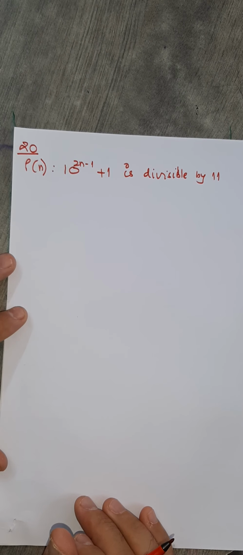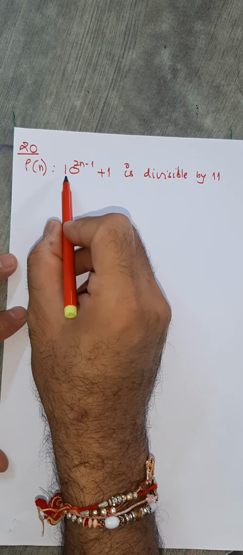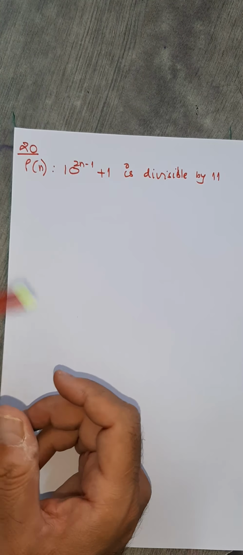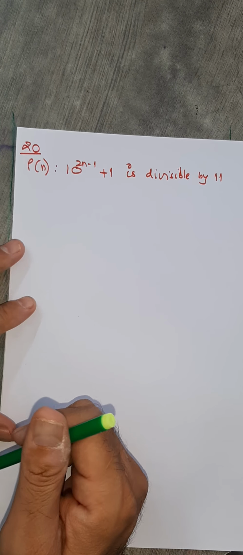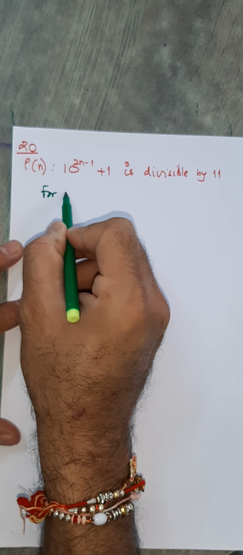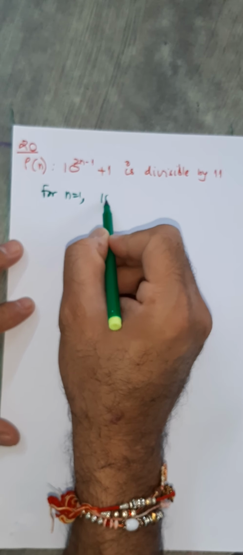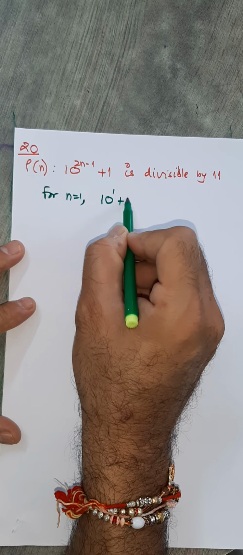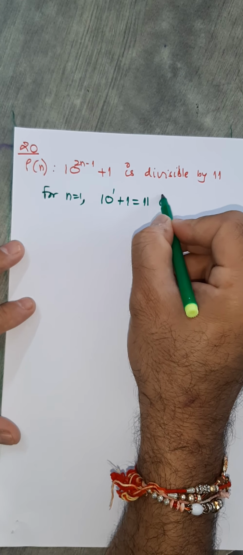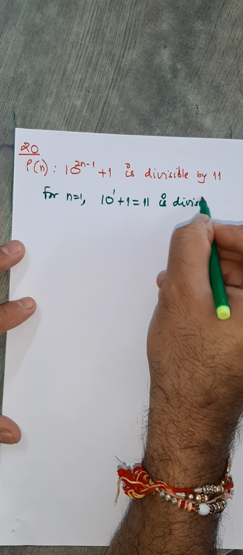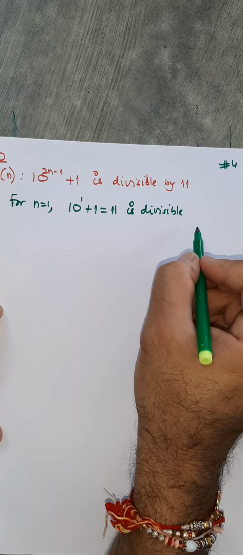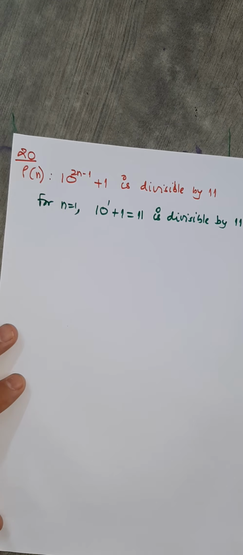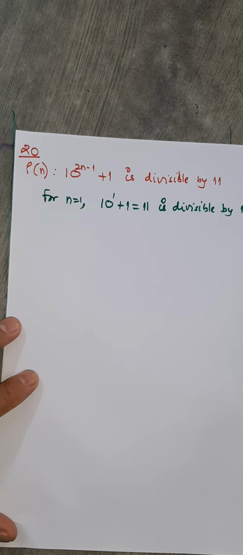Next, question number 20. You want to show that 10 raised to 2n minus 1 plus 1 is divisible by 11, which means it's a multiple of 11. So for n equals 1, let's put n equals 1 here. You have 10 raised to 2 minus 1, that is 10 plus 1, which is 11, divisible by 11. Every number is divisible by itself. That's step 1.